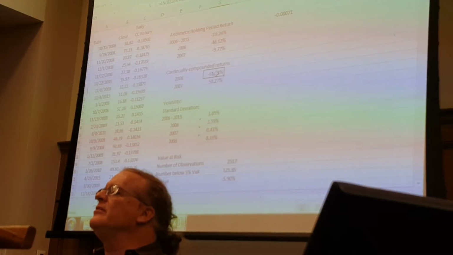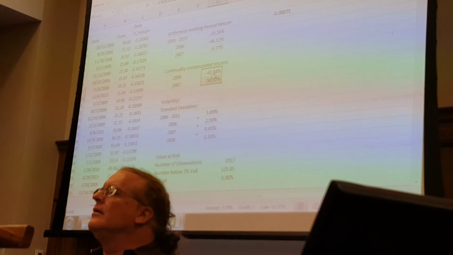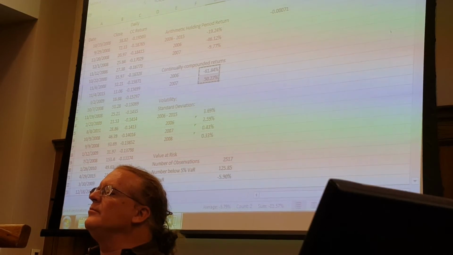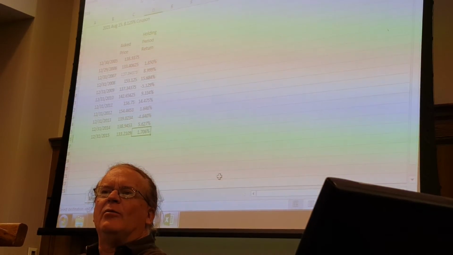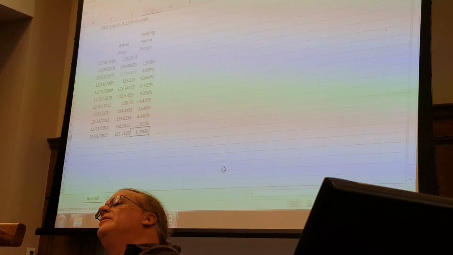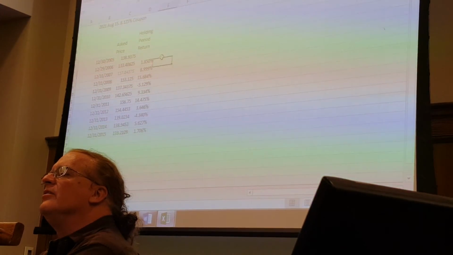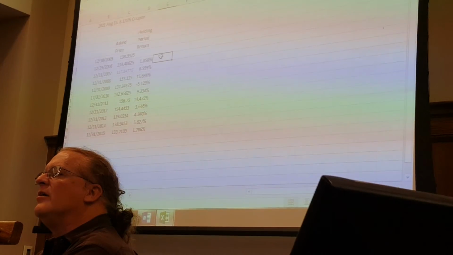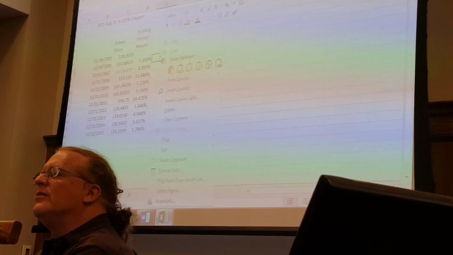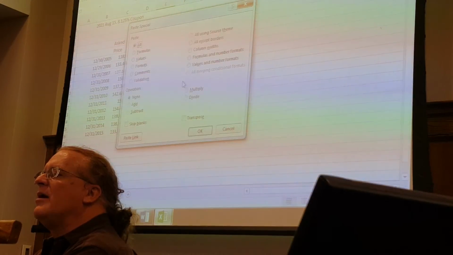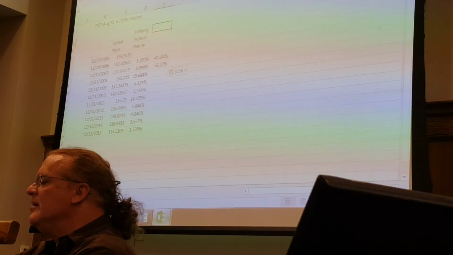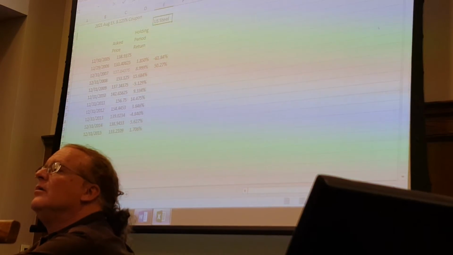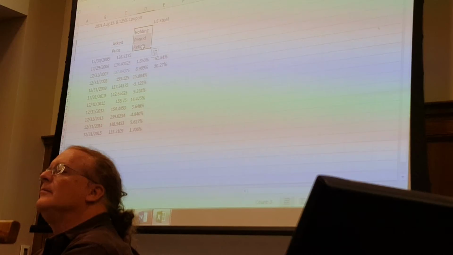So here's what I'm going to do. I'm going to copy these two. Take them over to this other workbook, or what you probably want to do is combine everything into one workbook, have separate worksheets. Okay, so this is going to be the stock's continuously compounded holding period return for 2006, 2007. I'm going to do paste special values and number formats like that. So that gives me the U.S. Steel holding period return.